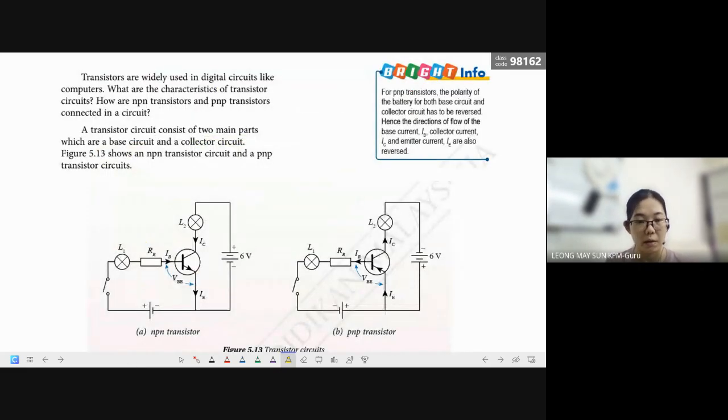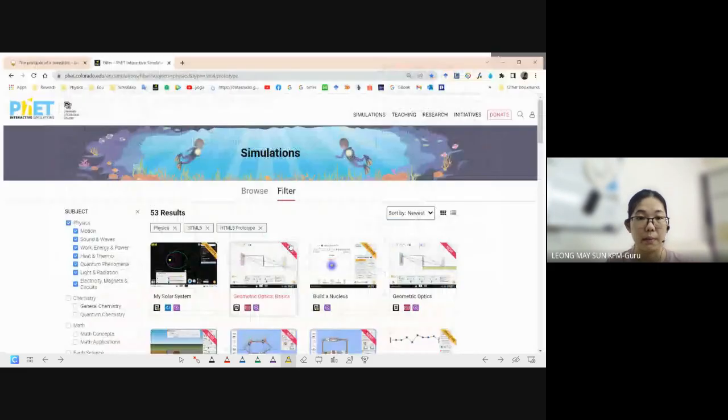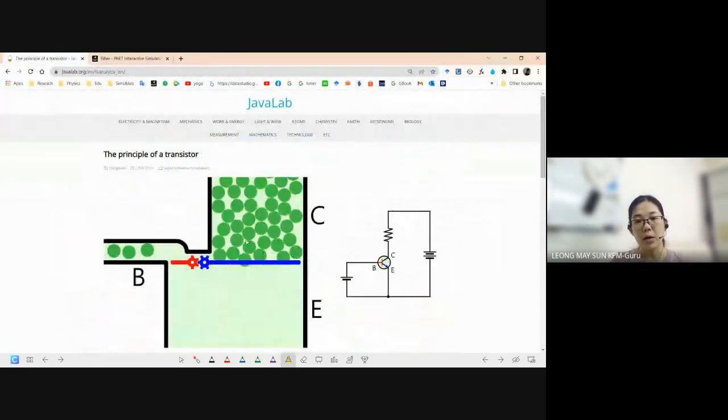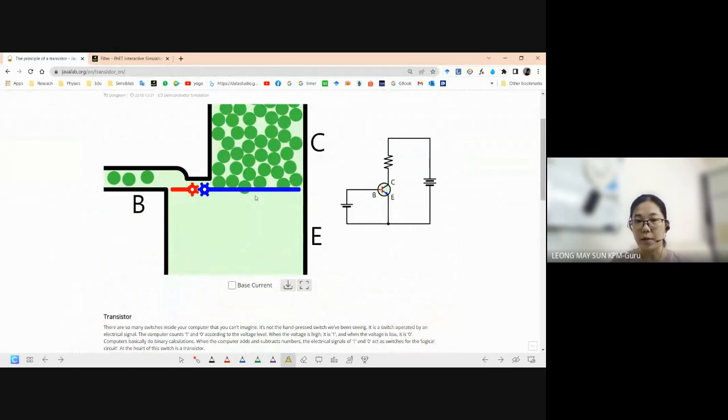Let's see, where is my... All right. So this is a sample of a transistor. All these are actually charge carriers. For example, they are electrons.